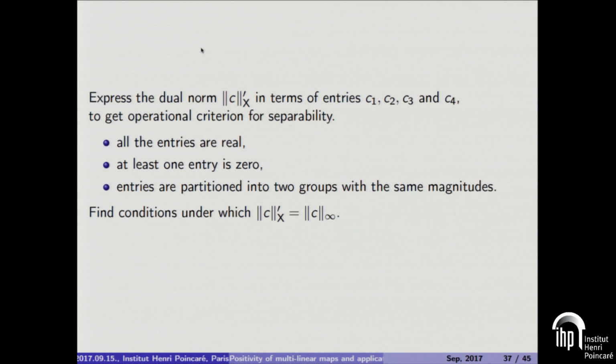Okay, so what about the dual norms? We would like to express the dual norm in terms of the entries, of course, but we just gave up on a general answer and concentrated on several cases: all the entries are real, one entry is zero, and the entries are partitioned into two groups with the same magnitude. We consider these three cases. In the first case, this is the answer for the dual norm.